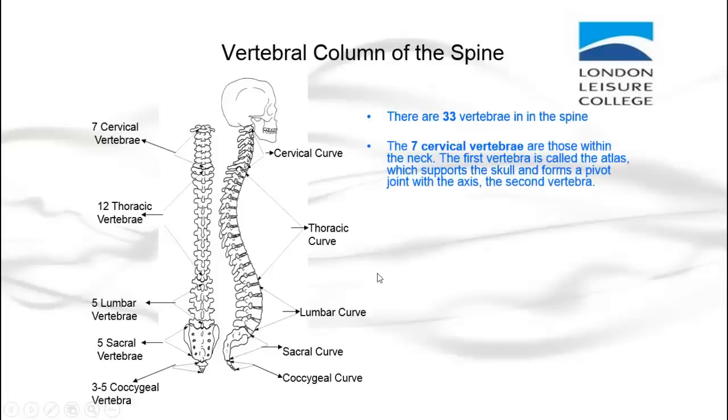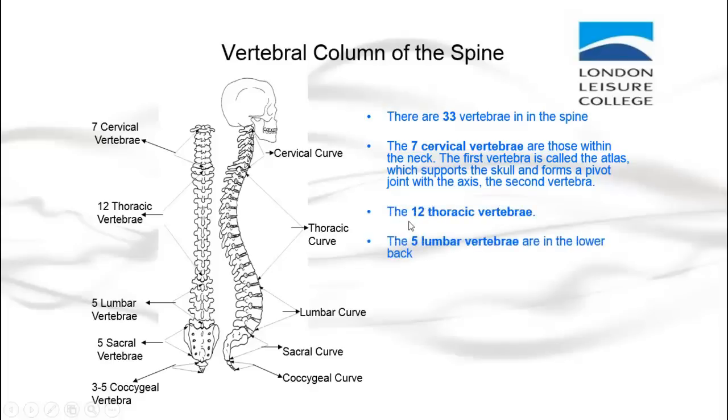You have the 7 cervical vertebrae, those within the neck. The first vertebra is called the atlas, which supports the skull and forms a pivot joint with the axis, which is the second vertebra. Okay, so the first vertebra here is the atlas, and then the second one is the axis. Okay, and we're going to go through these terms in a lot more detail later on.